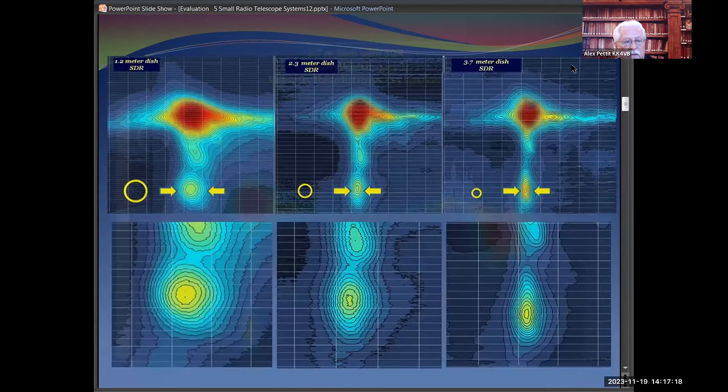So we put them all together, and this is what they look like. You can see, just looking at this little outer arm, this is the Perseus arm, and this is the outer arm. You can see the improved definition as you go to a larger dish. So the vertical axis is velocity. The horizontal axis is right ascension, his angular resolution. And so you can see it's pretty good qualitative analysis that if you go to a larger dish, you gain resolution.